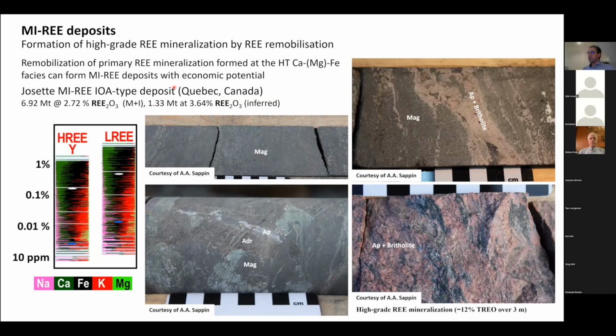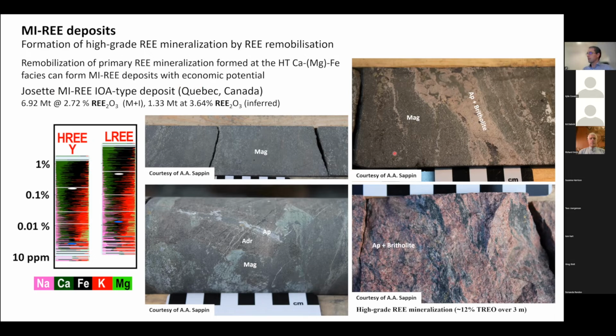When this process is happening at a large scale, it can be extremely efficient and can lead to the formation of high-grade rare earth mineralization. There is an example of that in Canada. It's called the Josette deposit. It's located in Quebec in the Grenville province.